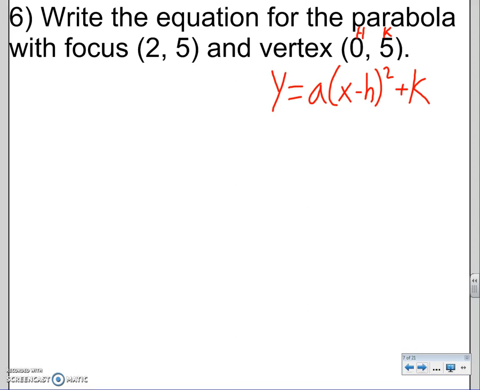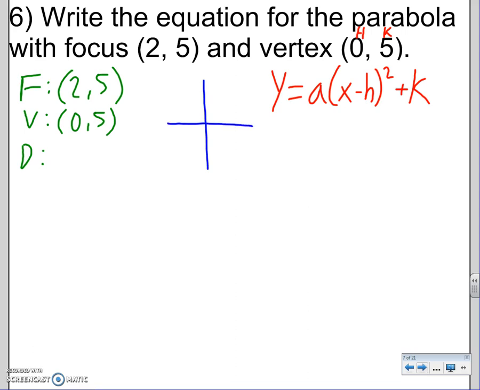So when you see focus, vertex, or directrix, you have to do the FVD thing. FVD. Our focus was at point 2, 5. Our vertex is the point 0, 5. Alright, and if it helps, I should draw this. So our vertex is 0, 5, right here. Our focus is 2, 5. Alright, remember, you have to go towards the focus, but you can't touch it, so it goes like this.